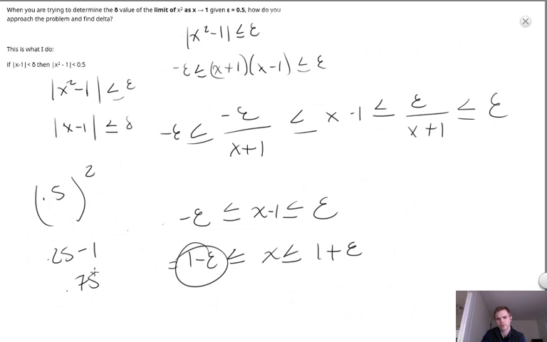So I need a number that puts us... let's try. So 1 plus epsilon is 1.5 squared. No, that's more than 2. That's not right either. Why is this not true?